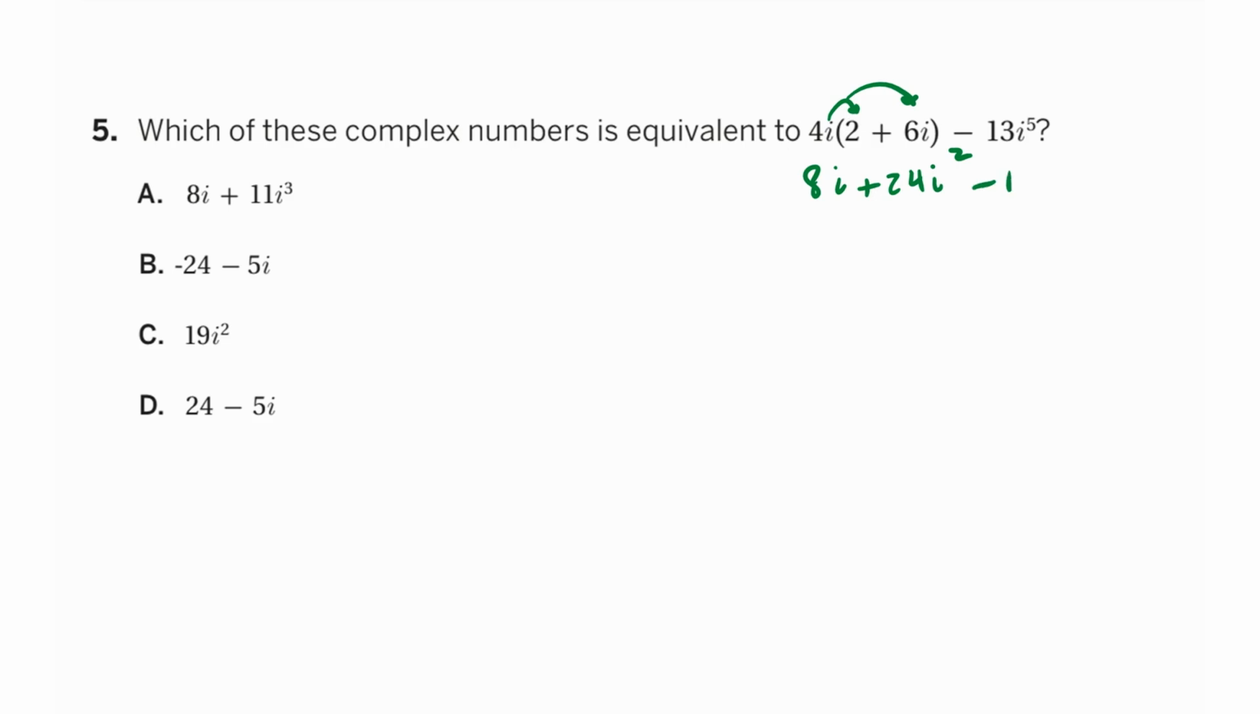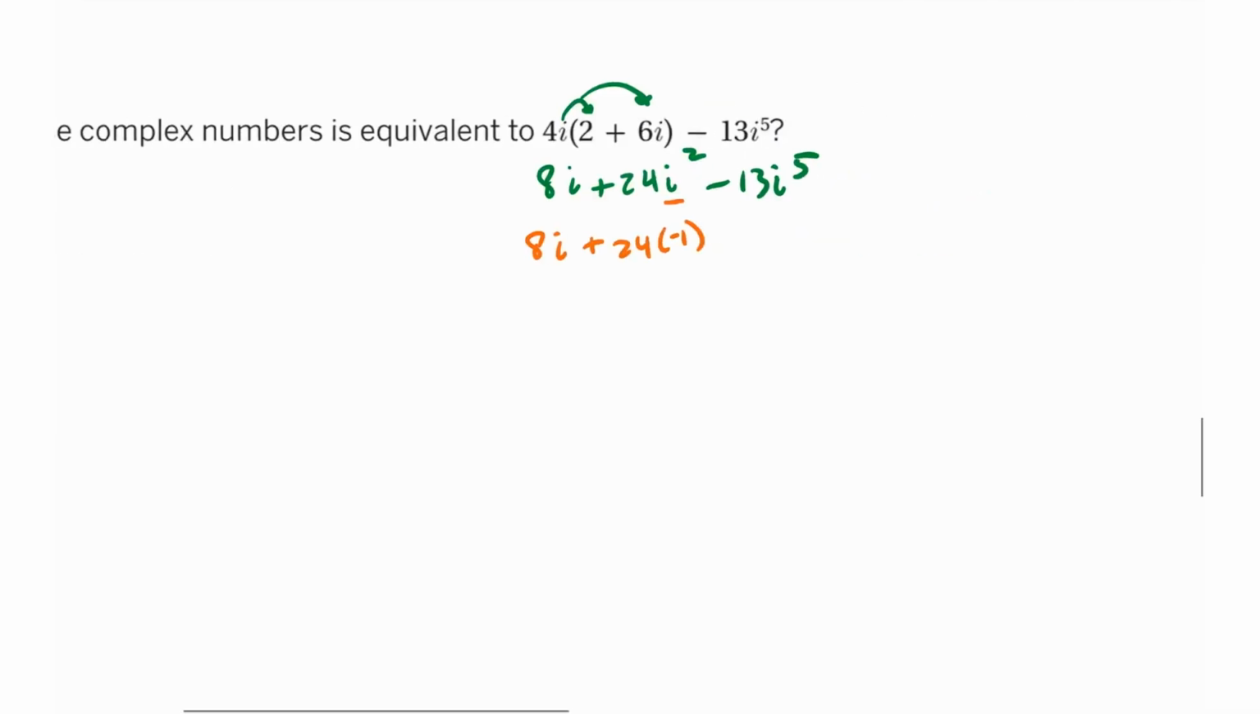Minus 13i to the power of 5. And so when I do this, I want to simplify all the things that are greater than just i. So this becomes 24 times negative 1, and 8i stays the same. And then i to the power of 5, so 13.